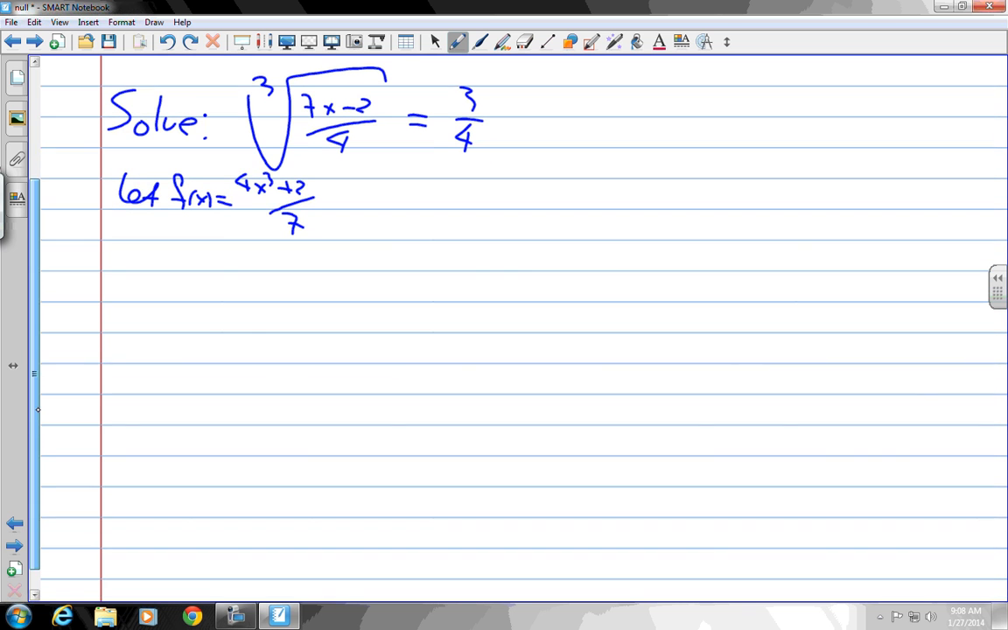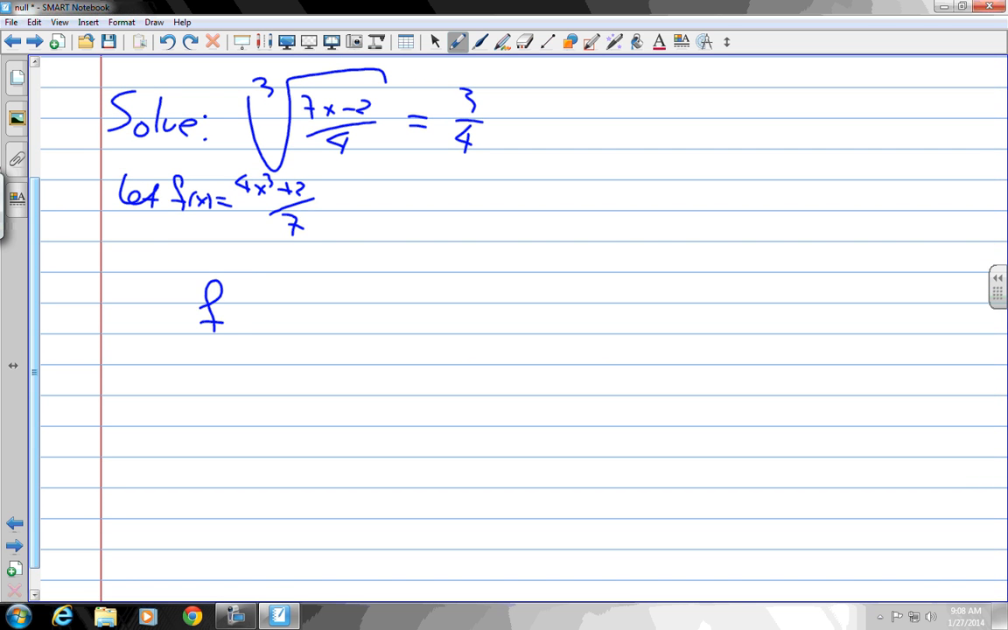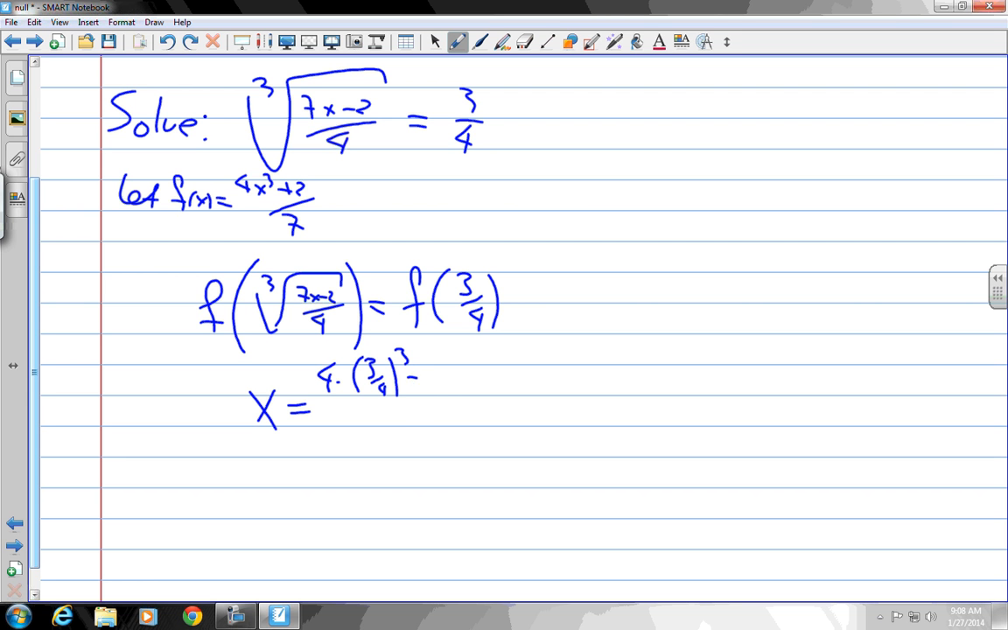And if I take the composition of both sides, if I actually go f of the cube root of (7x minus 2) over 4 equals f of 3/4, then the left-hand side, without doing any work, is x. Because I took a composition of a function with its inverse, it better produce x. While on the right side, I get a number, right? f of 3/4 is some number, so this is 4 times (3/4) cubed plus 2 over 7, whatever that is. It's some number, so I just solved that equation, right?